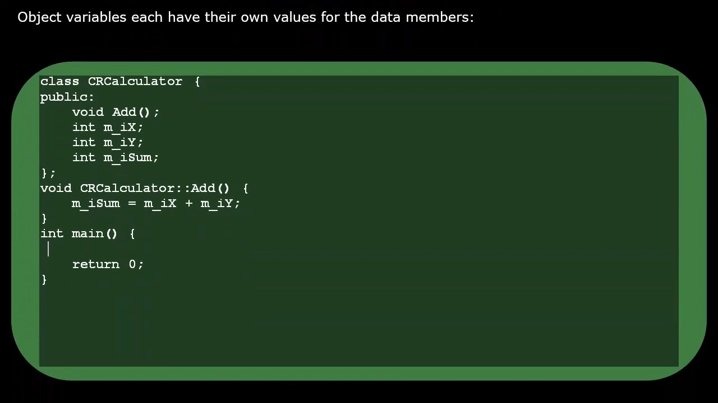A C++ class defines a custom type. When used to define an object variable, that class is instantiated. Enough memory is reserved to hold values for all three data member integers.